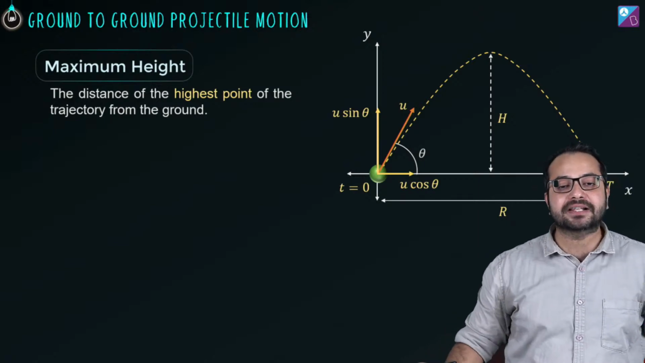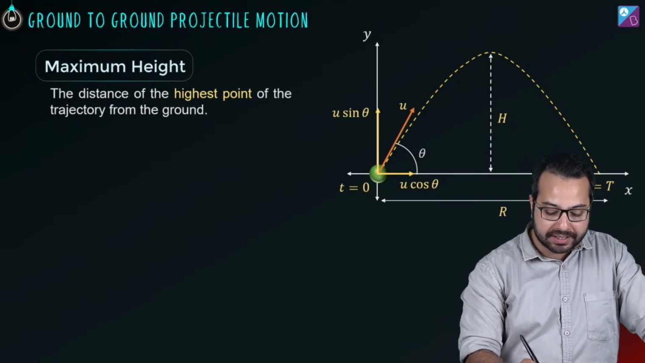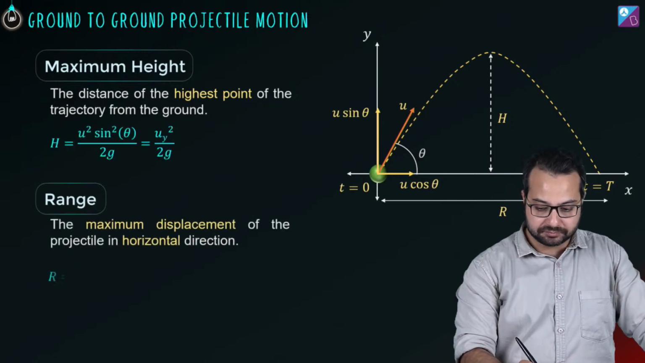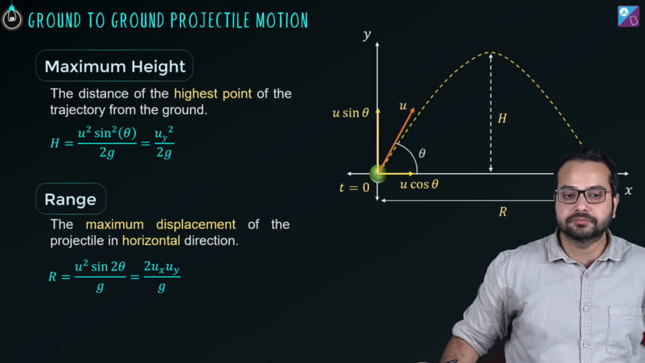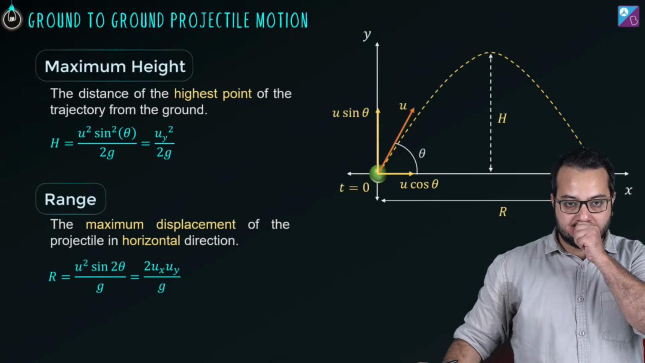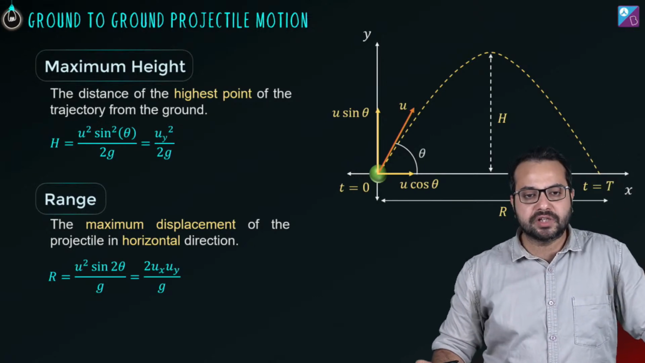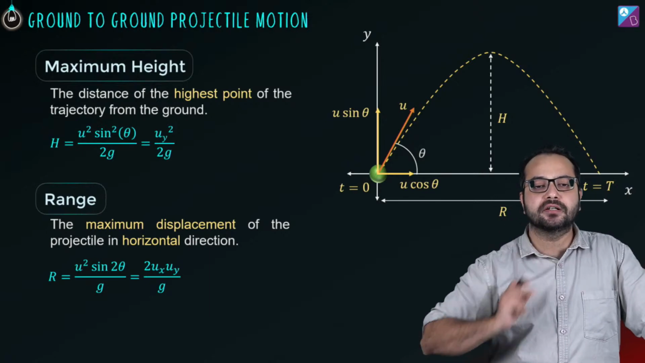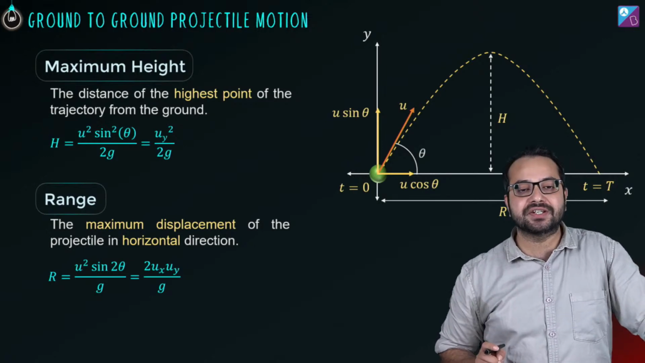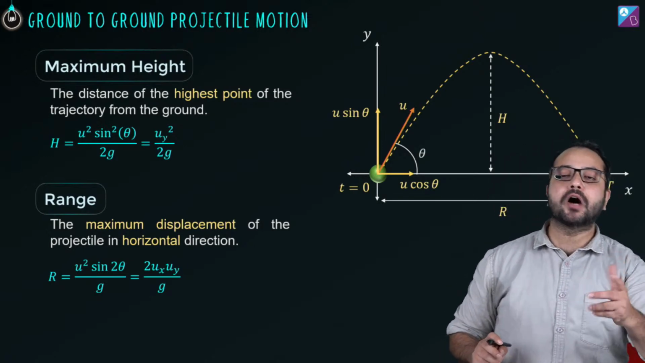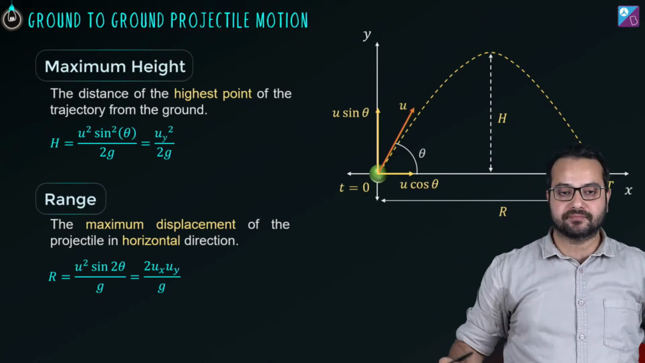Let's go, maximum height reached. How do we calculate the maximum height reached? Quickly tell me. It is u square sin square theta upon 2g. The maximum height reached is this. But my question is, how do we find this out? What does it depend on?